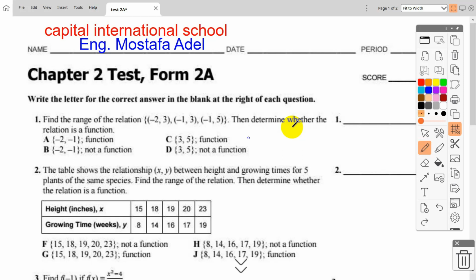Today we will start our revision for our upcoming quarter 2 exam, so please focus with me. We will start by solving chapter 2 test form 2A.